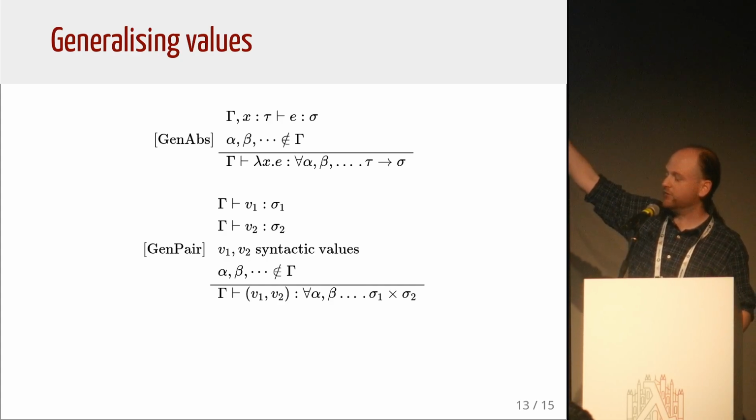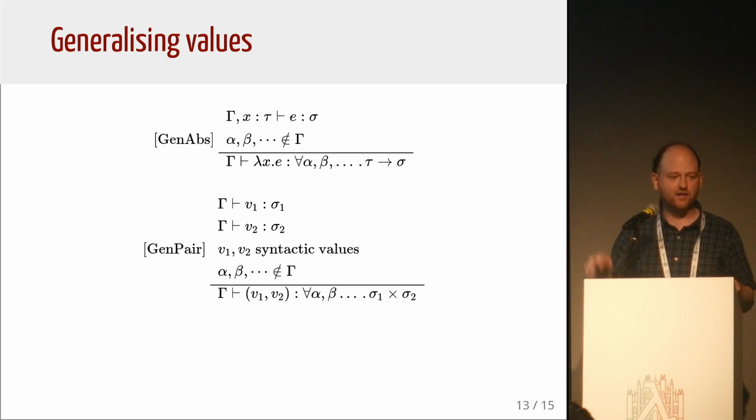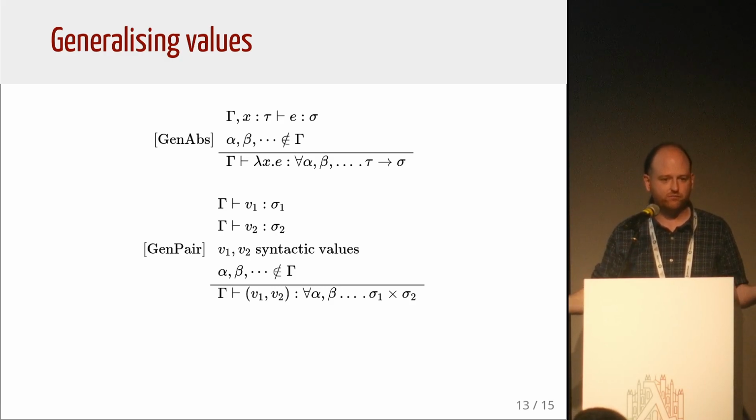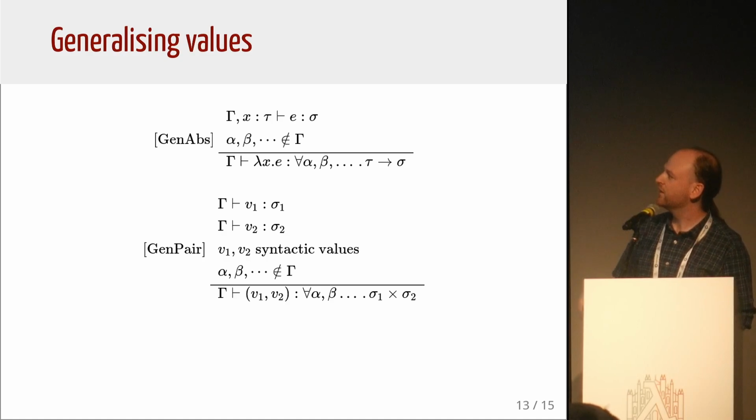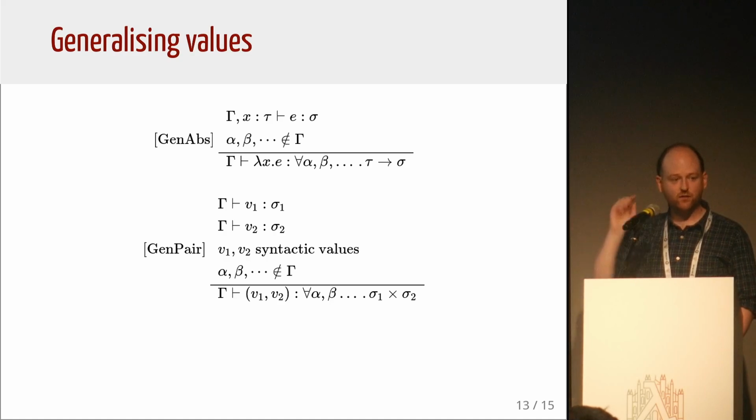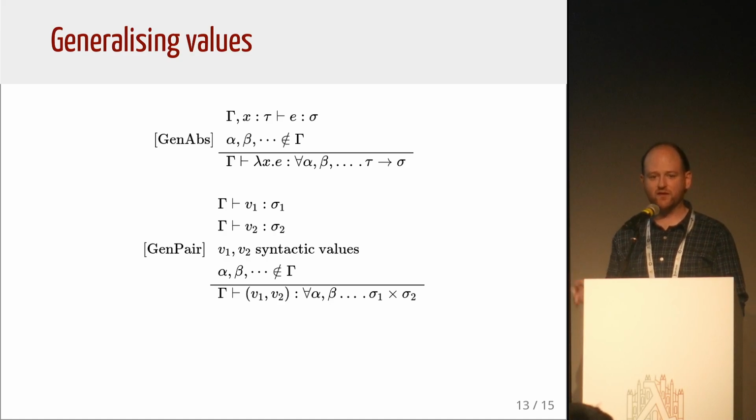For lambda abstractions, a lambda abstraction is a value regardless of what's in the lambda. So there's no particular complicated side condition there. We can just generalize lambdas. For gen pair, that requires its subterms to be values.